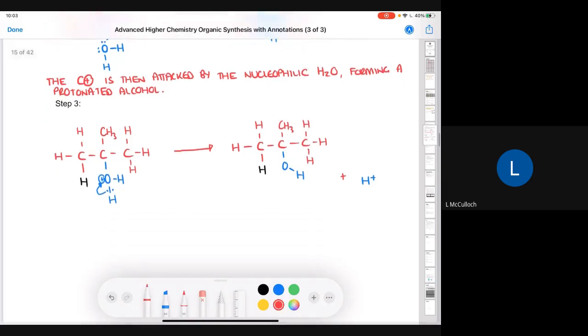So then a quick explanation for that. So we're just going to say the H plus ion catalyst is reformed and an alcohol is produced. So again, I'll give you a wee moment on that step there.